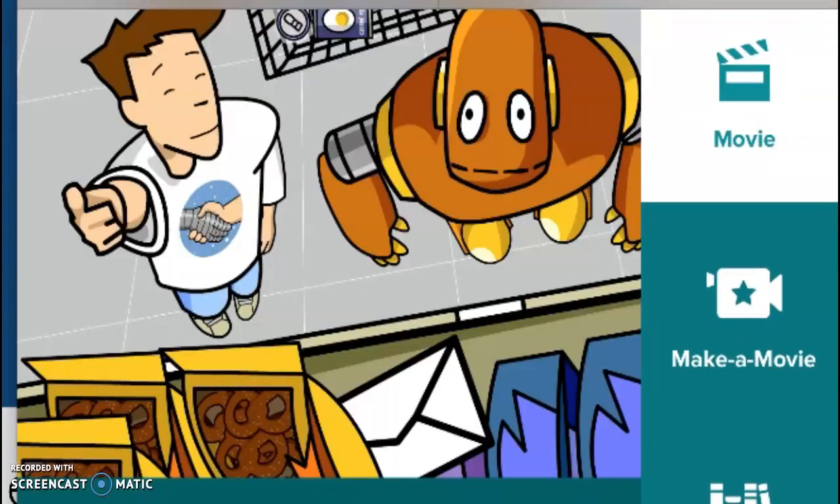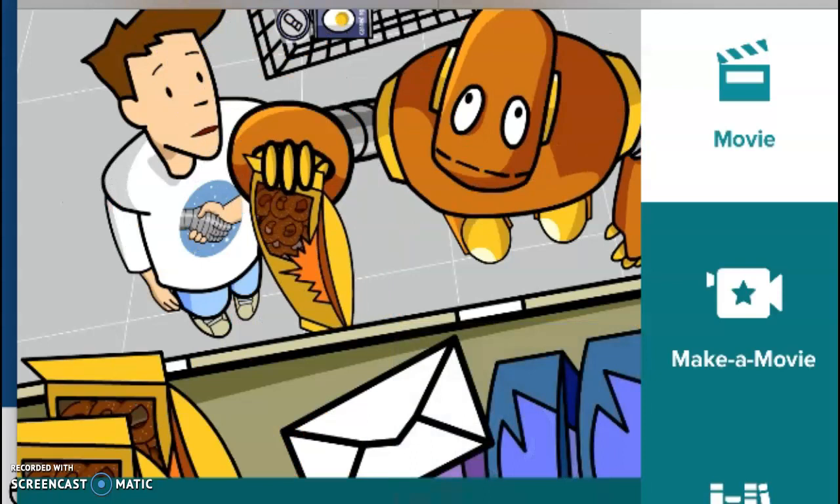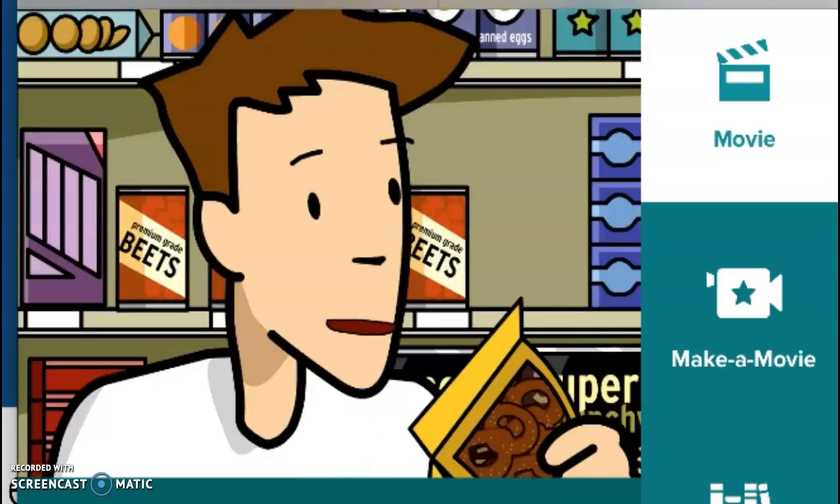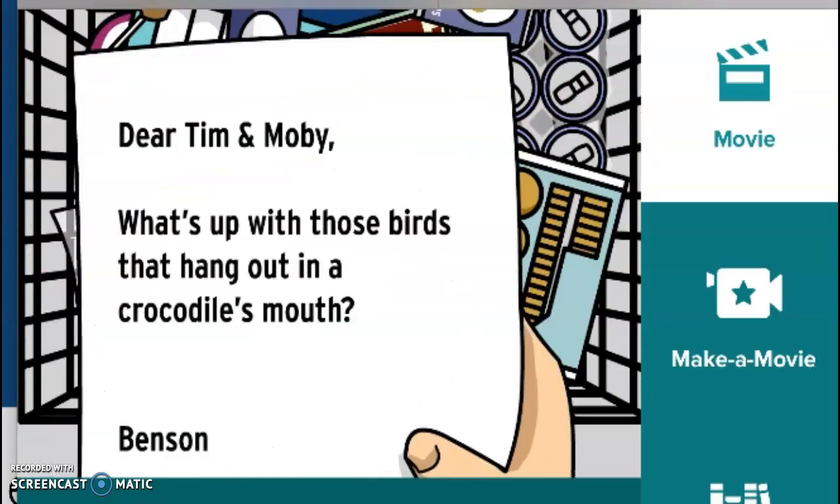Here we go. Hey, can you reach those pretzels way up there? Thanks. What would I do without you? Dear Tim and Moby, what's up with those birds that hang out in the crocodile's mouth? From Benson.